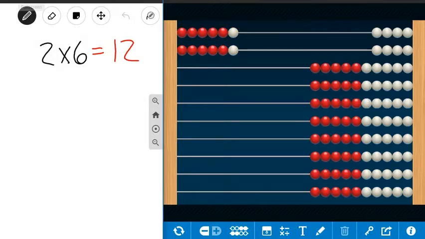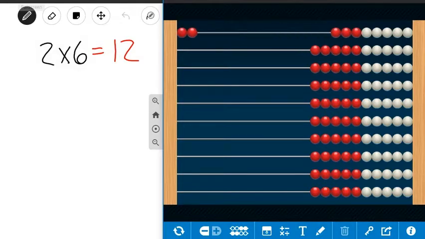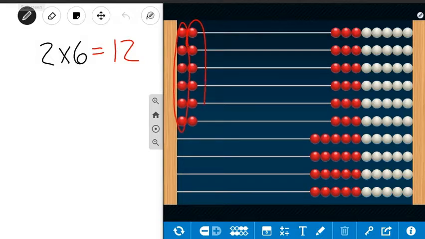So I can also show 2 times 6 by having 6 rows of 2. So I'm saying I have 2 6 times. But I still have 6 here and 6 here. So I'm still going to double 6 because I have 6 2 times. It's just shown in a different way. So even if I were to change the problem to 6 times 2 and represent it like I just did on the rekenrek, my answer is still 12.